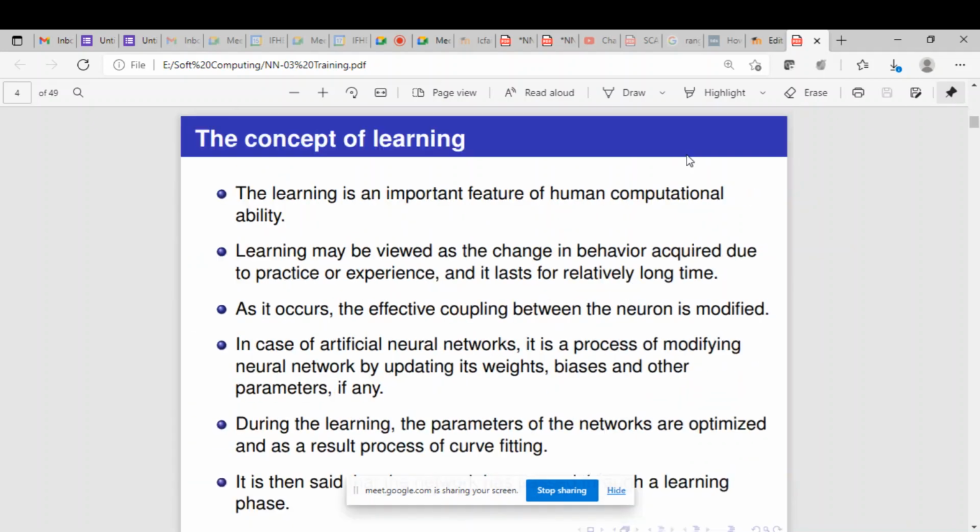Learning is basically inspired from humans. As a human, we also learn, right? For example, generally a human's parents teach them as a child, and then the child learns. Okay. Similarly, the neural network also learns. So how the learning happens, that's what we are going to discuss.